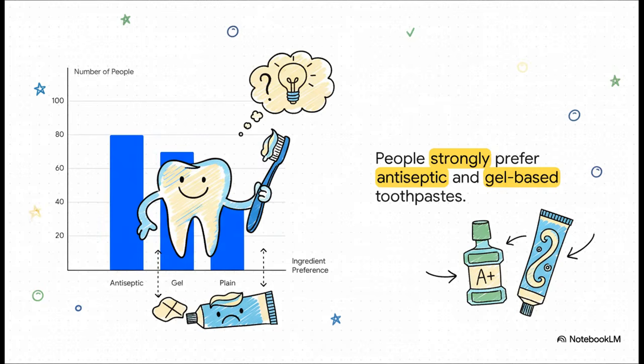And here we go, the answer to his biggest question. What do people want inside their toothpaste? The bar chart makes it totally clear. Just look how high those bars for antiseptic and gel are. Plain toothpaste is way behind. The people have spoken. Mr. X now knows the perfect recipe for his new toothpaste.